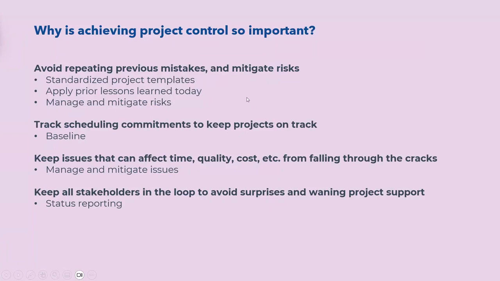Applying prior lessons learned today, right? There's always things that can be improved. You should celebrate the great things that happen in the project, but definitely take a time to reflect on what could be done better. And to manage and mitigate risks. Basically to prevent these things called risks or potential risks from turning into issues that could have a major effect on your project. And we'll get into that as well. You could track scheduling commitments, and this would keep projects on track.